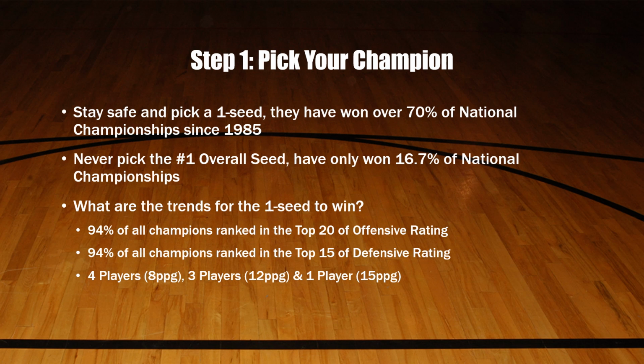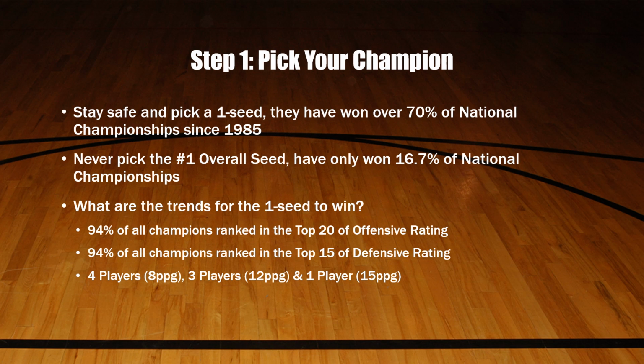Well, Anthony, if we're eliminating one of the 4 1 seeds, how do I pick the champion out of the 3 others? Well, let's look at the trends. The trends here say that 94% of all champions ranked in the top 20 of offensive rating. So this shows us why we look at these net ratings. 94% of all champions ranked in the top 15 of defensive rating. So very balanced clubs from the first 2 statistics, as you can see.